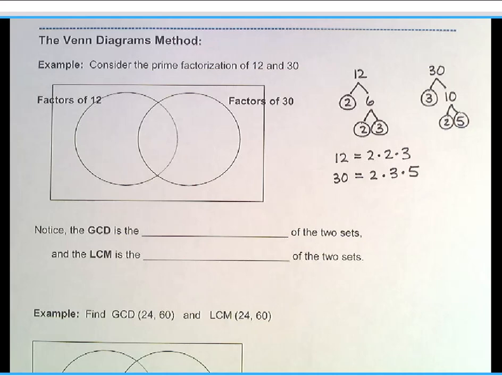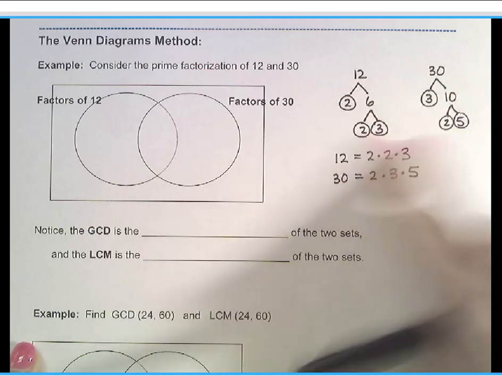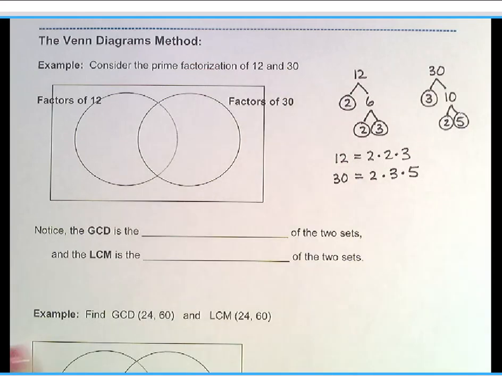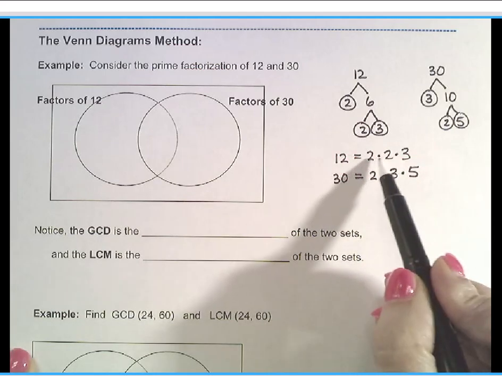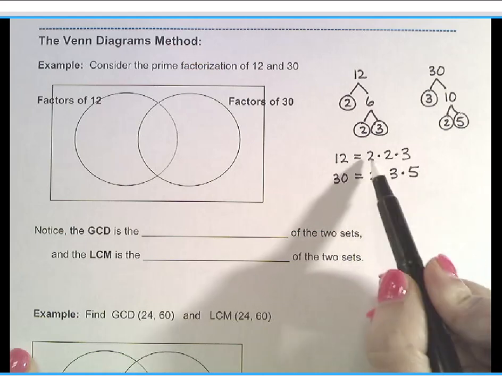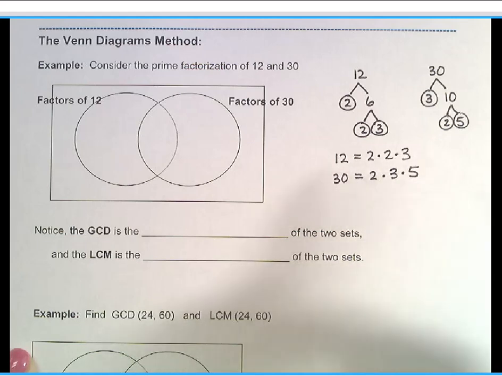is consider the prime factorization of each number. So to save time, I went ahead and did the factor trees over on the side for 12 and 30. Two little cute factor trees, and I wrote out their prime factorizations. Remember, you always put multiplication symbols between, and you go from low to high. That's the best way to write these.